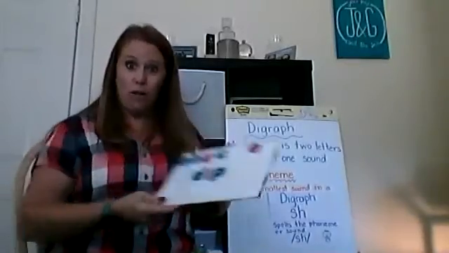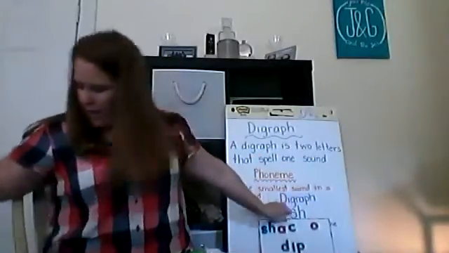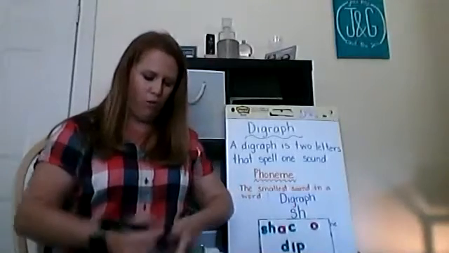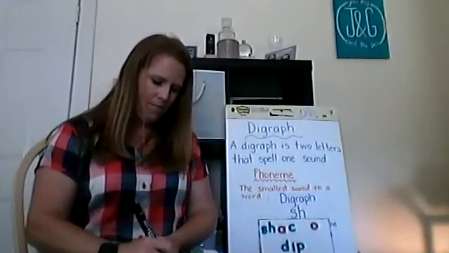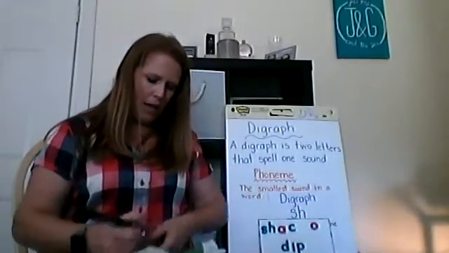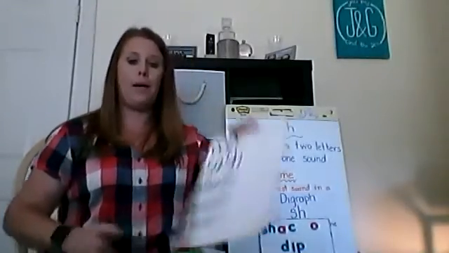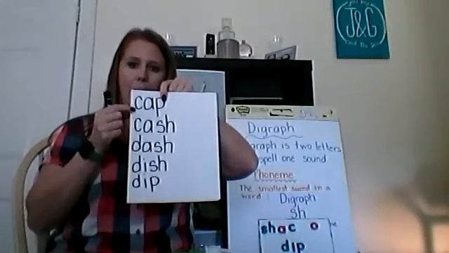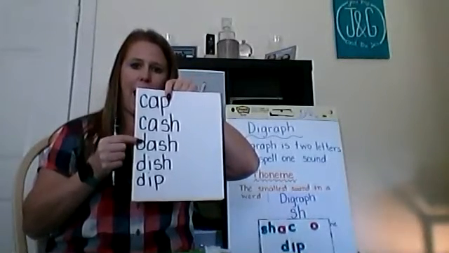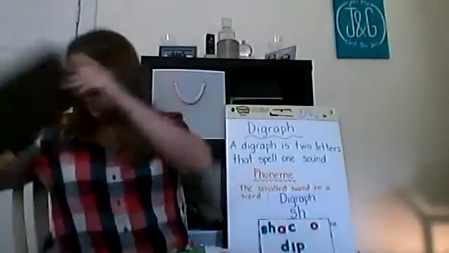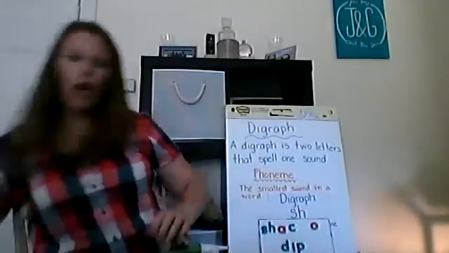So let's write that word down. It's a CVC word for us, so we can sound that word out really nicely. So D, I, P, dip. Now, like I said, I'm just going to add that to the bottom there. So I have cap, cash, dash, dish, and dip. Good job. We are working so hard today.